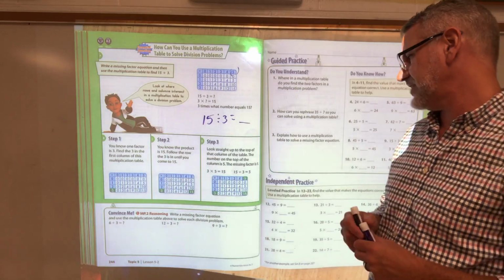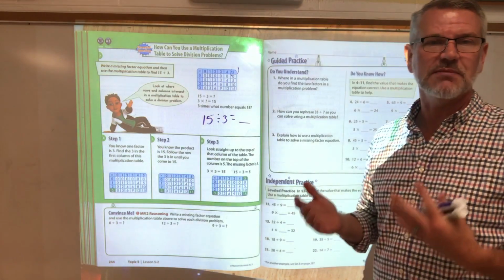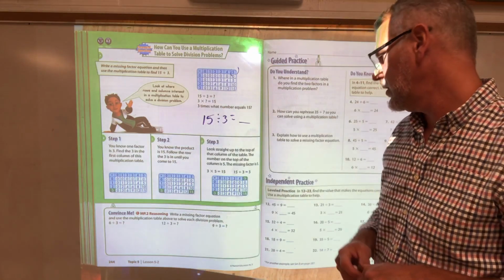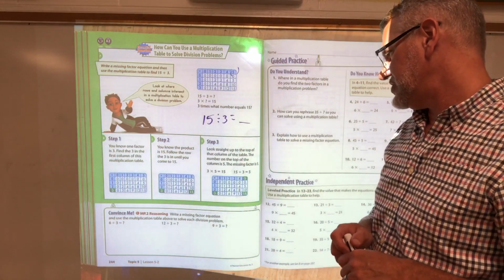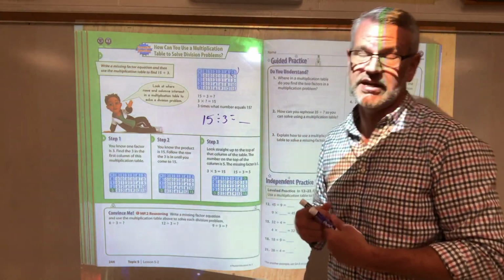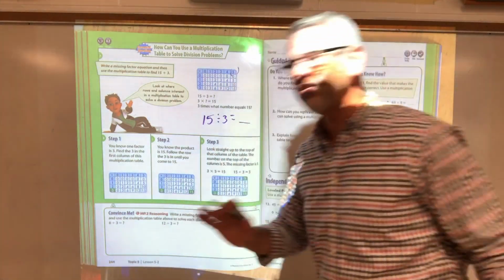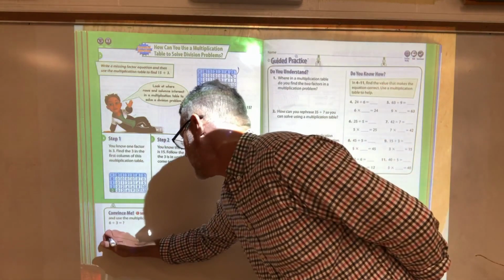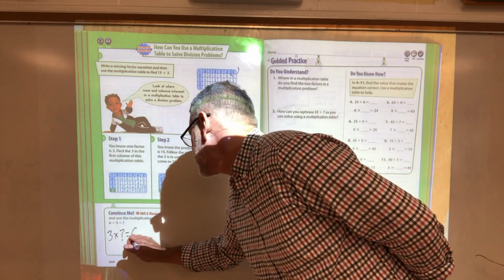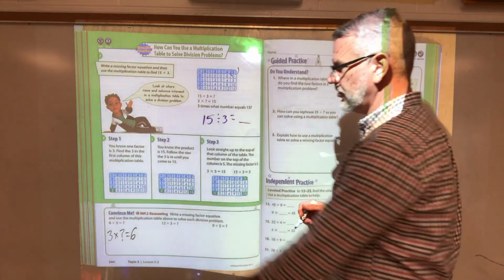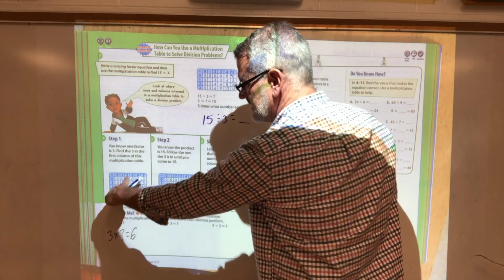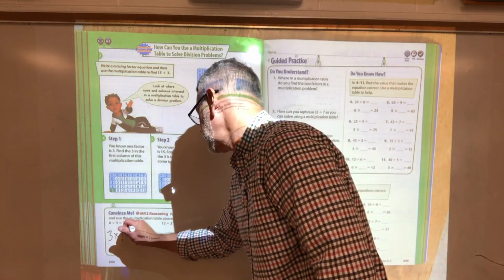All right, let's jump down here to the convince me. Write a missing factor equation, which means a multiplication problem with a blank in it, like we were doing up here. Use the multiplication table above to solve each division problem. 6 divided by 3 equals blank. So think of it like a fact family. You're just using these same things. 3 times question mark equals 6. So we go to the 3's, we go across till we get to the 6, and we go up, and we see the answer is 2.